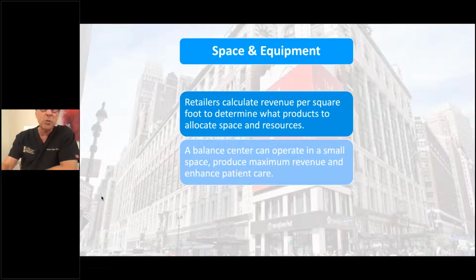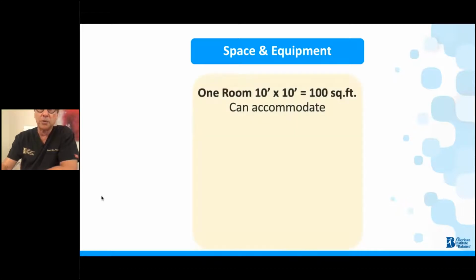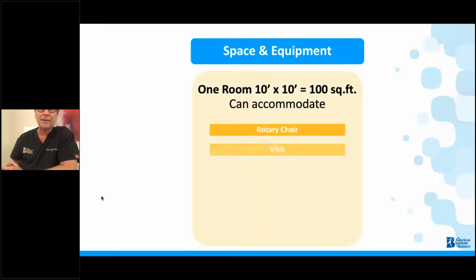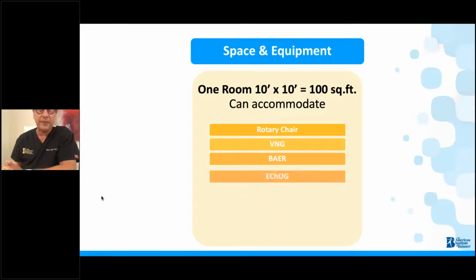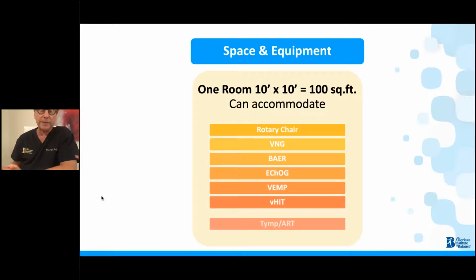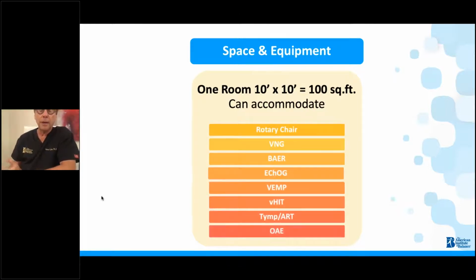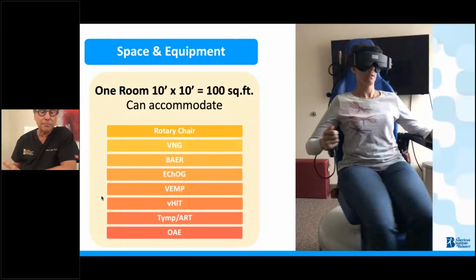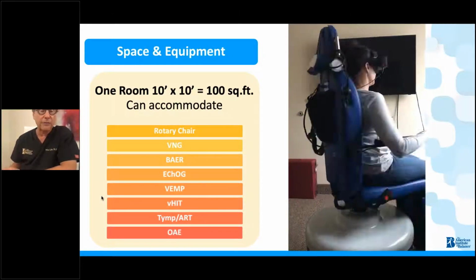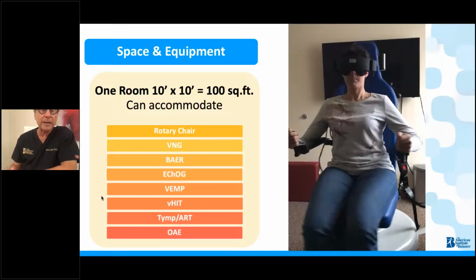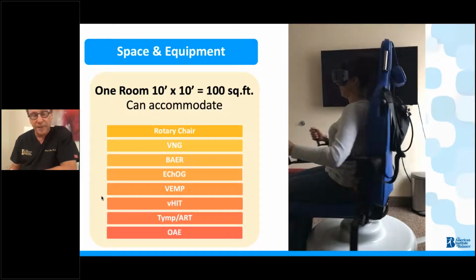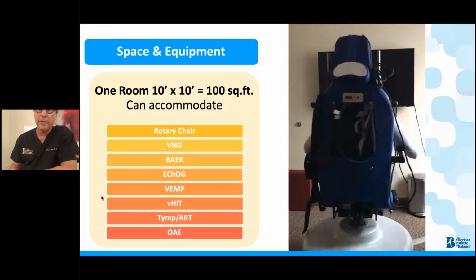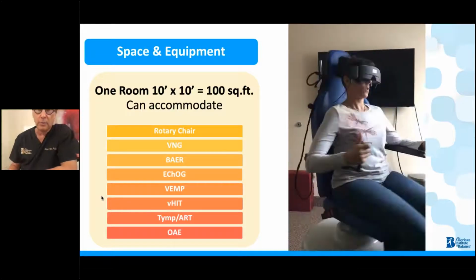You can do everything you need until you get busy enough where you need a little more space, but you can do everything you need in basically 100 square feet. So in that, you could put a rotary chair with a combined VNG system, your evoked potentials, which will then do ABR, ECOG, VEMP, and then if you want, you can have a VHIT, and you can even use a handheld TIMP reflex decay OAE with a handheld system with Bluetooth.